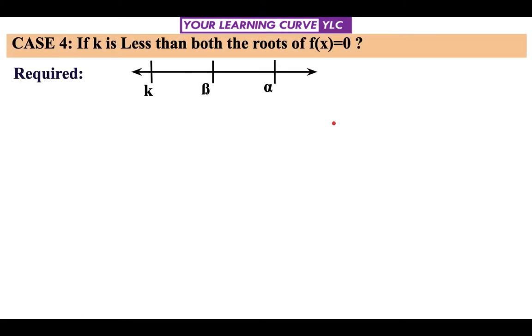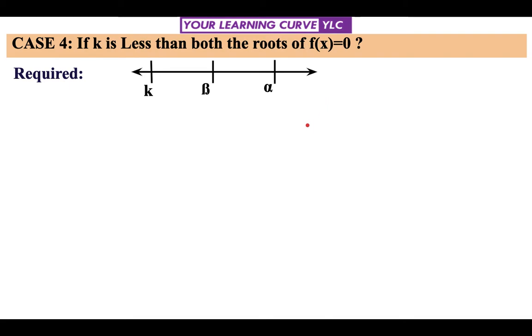Now we will be discussing case 4 along with this only, because case 4 and case 3 are interrelated. Here in the previous case we were discussing that k lies towards the right of the parabola. Here we will be saying that k is less than both the roots of the equation f(x) equal to 0. So these two cases are very similar.